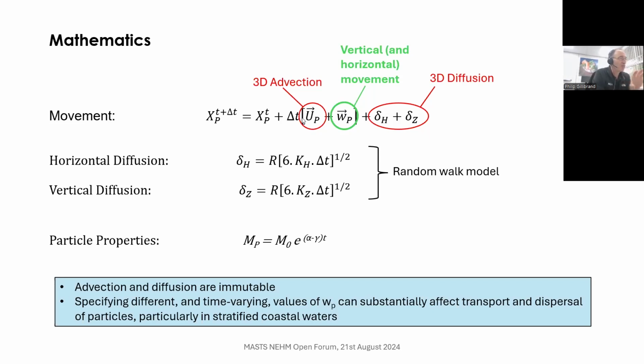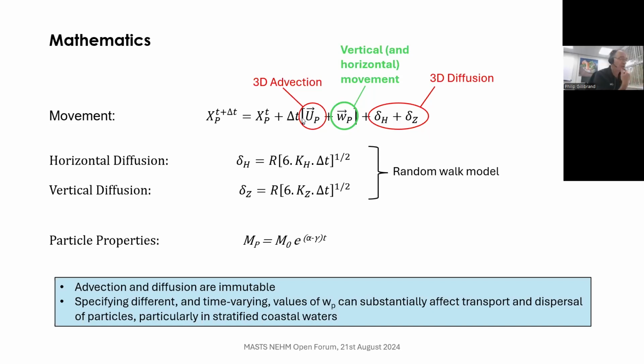So of course, advection and diffusion are immutable, although part of the fun of models is you can switch them off. But largely that's a process that's going to happen. And we're looking at how we can modify the WP term to represent what we're trying to represent, and how that affects the transport and dispersal.